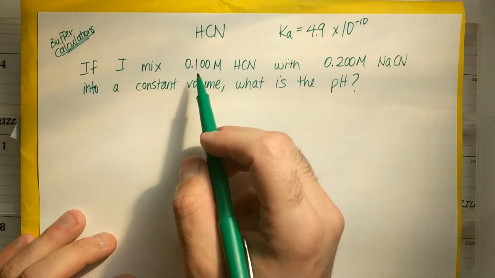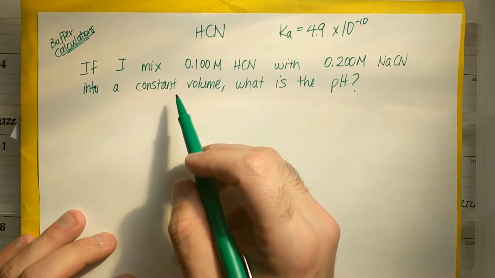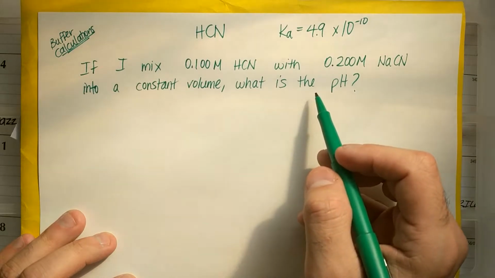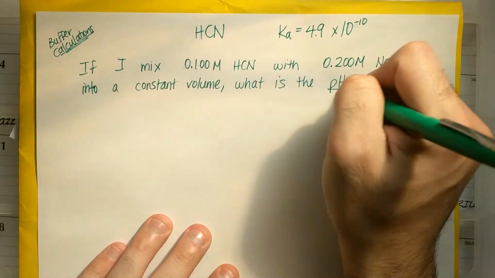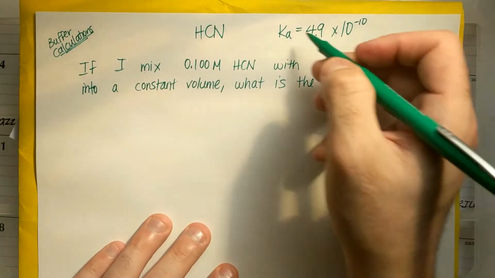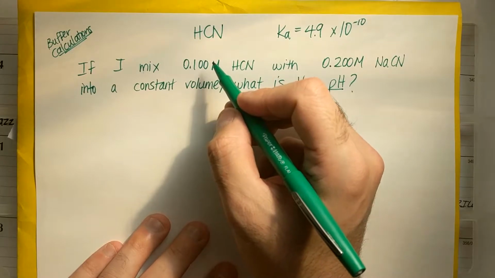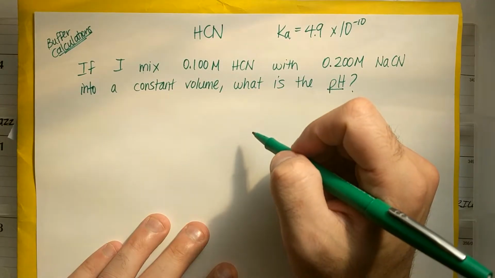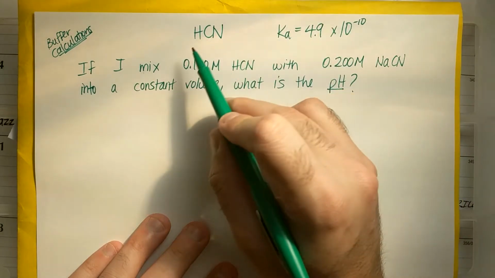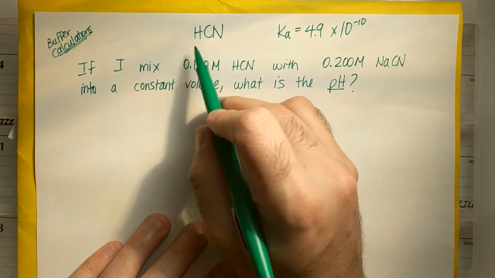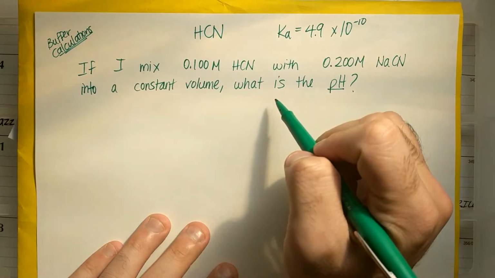and I mix 0.1 molar of HCN with 0.2 molar of NaCN into a constant volume, and I'm asking, what is the pH of this solution? Now, a couple of things. When I'm asking for what's the pH, I cannot automatically use the concentration of the acid. Why? Well, in a previous video, I mentioned that this is a weak acid, so the concentration of this acid is not equal to the concentration of the H plus that forms.